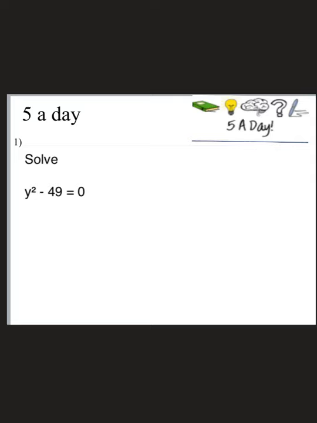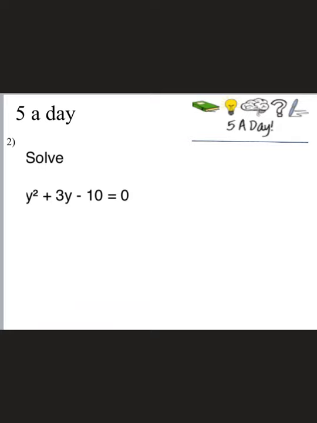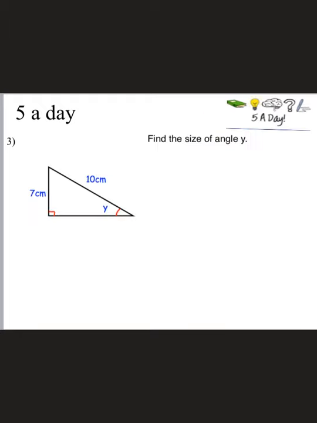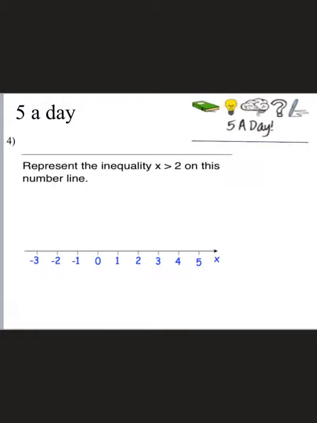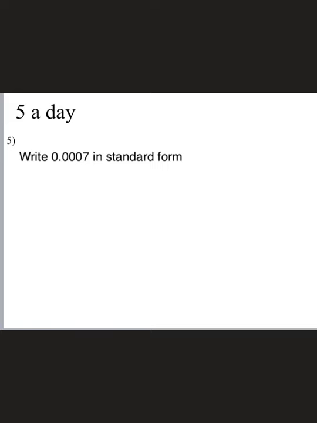Right, we're going to start off with our 5 a day. So please press pause and have a go at the first question. Question 2. Question 3. Question 4. And the final question, which is question 5. Please press pause to answer all the questions and I'll go through the answers shortly.